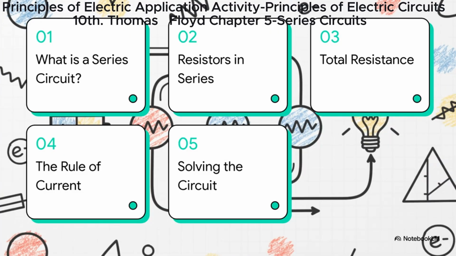So here's our game plan. We're going to start with the basics. What even is a series circuit? Then we'll look at how resistors link up, figure out how to calculate their total resistance, and, this is a big one, uncover the number one rule about current. And, to wrap it all up, we'll put everything together and actually solve a complete circuit.